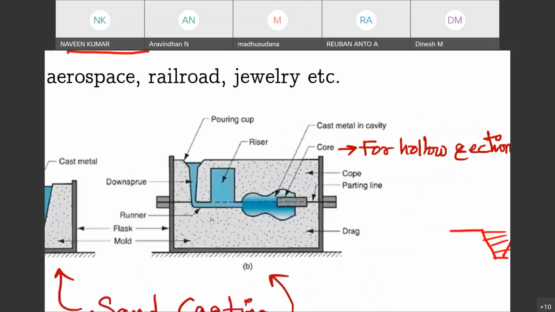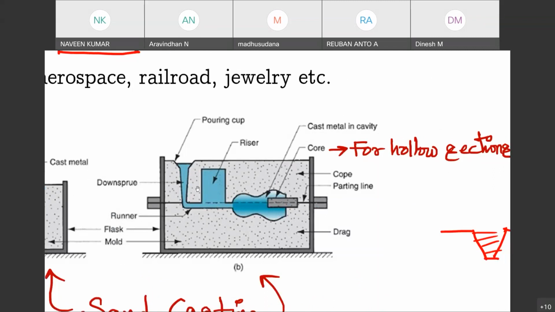Okay, so what we are going to do? We are having some setup here. You have a pouring cup, you have a sprue here, then you have a runner, then you have a riser, and this is what is your casting. Exactly, if you see, this is your casting. This is your casting. And what is this? This is nothing but a core.